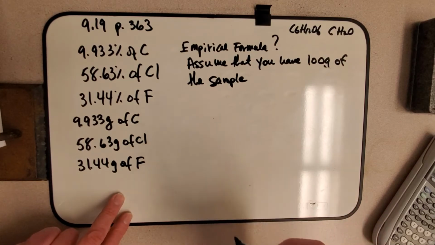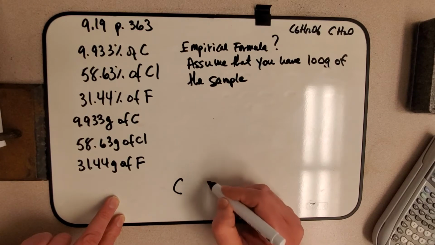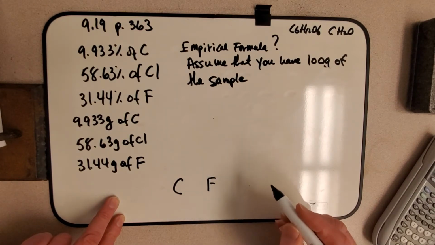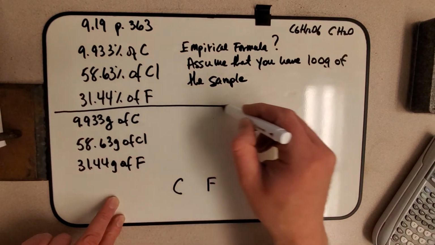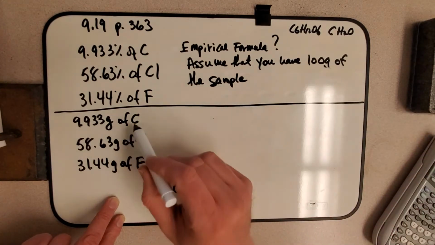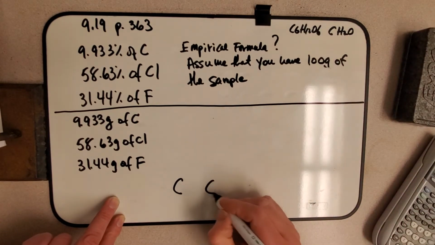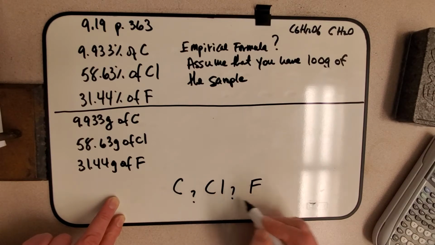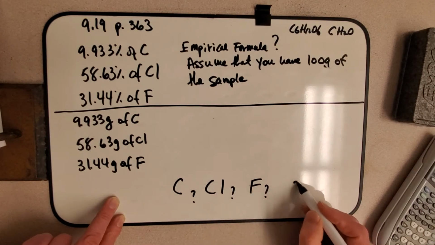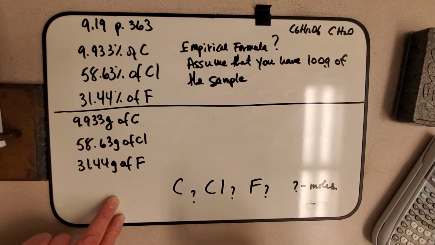All right, let's do this exercise. This is the molecule I'm trying to figure out: C, Cl, and F. Let me separate the grams from the percentage so there's no confusion. What I'm looking for, the question marks, are nothing else but the moles. Okay, so let's do the conversions.